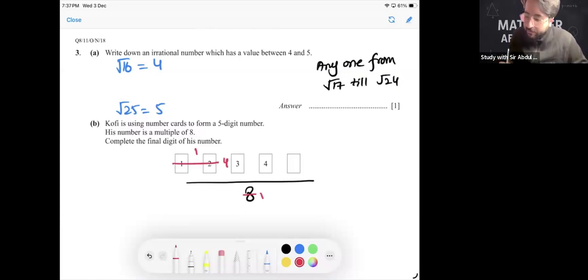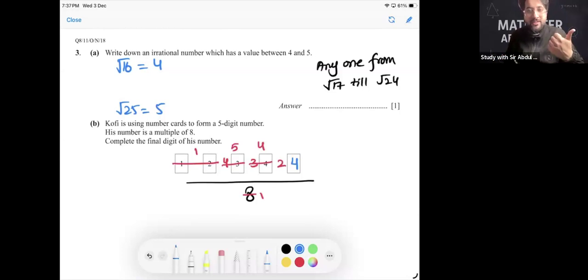I know that 8 fives are 40, so 3 will go there. 34 is not a member of table 8. Table 8 has 32, so 8 fours are 32, so 2 will go there. Now we know that 8 ones are 8, 8 twos are 16, 8 threes are 24. So the last digit is 4 definitely because I need to divide this completely. Yes or no, everyone? Any problem so far?